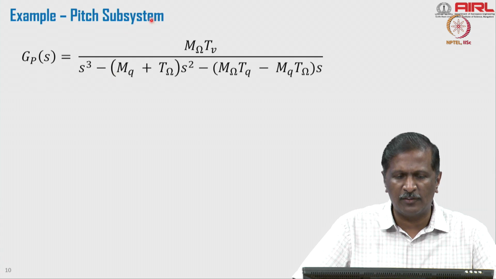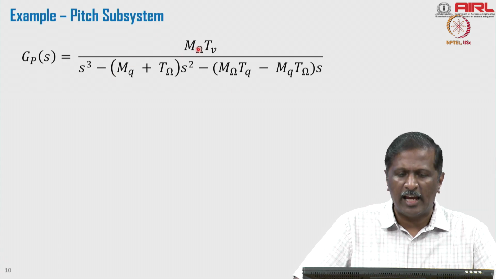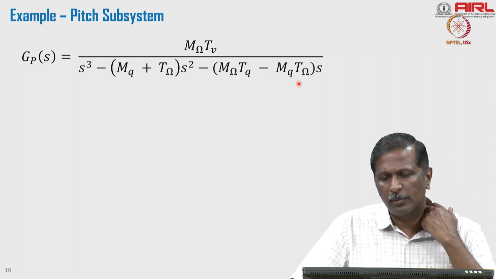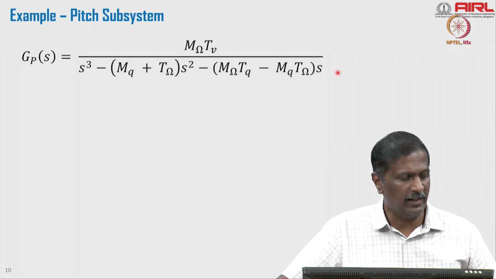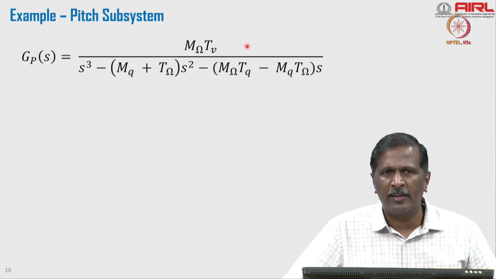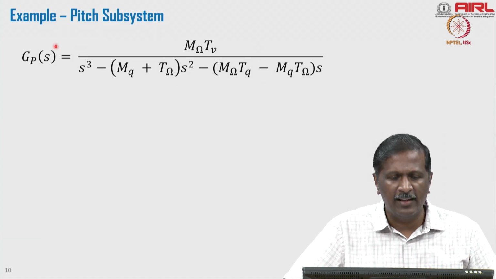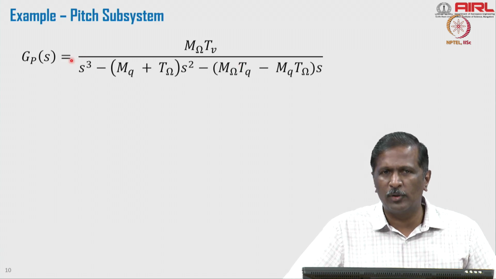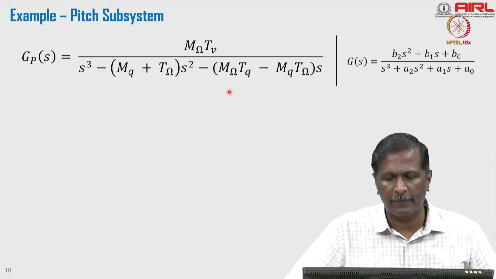the transfer function of the pitch subsystem will have numerator M omega TV, over a third order polynomial, S cube, minus MQ plus T omega S square, plus M omega TQ minus MQ T omega S. That's the third order polynomial we get. This is the transfer function for the pitch subsystem. Basically, I am looking at theta of S by VD of S.